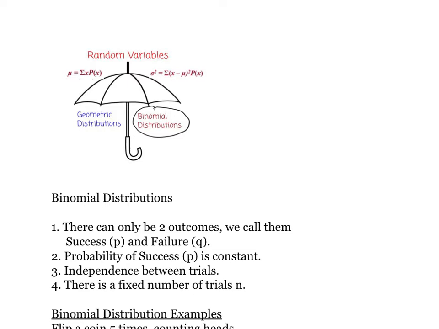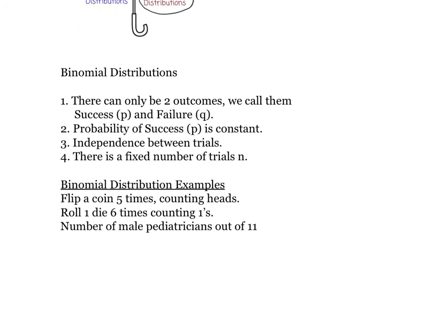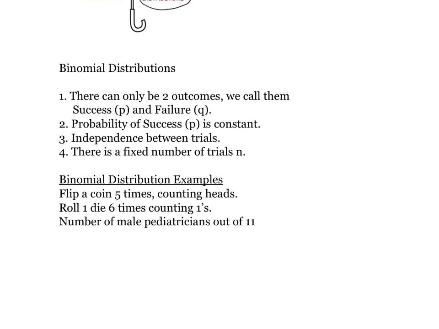trials. Keep in mind that geometric and binomial distributions fall under the umbrella of random variables, which means our old formulas for the mean and standard deviation and variance still work. We can still use our calculator for those, but we will have some shortcut formulas that can get us the answer much quicker in the binomial distribution. So, binomial distributions are comprised of four things.